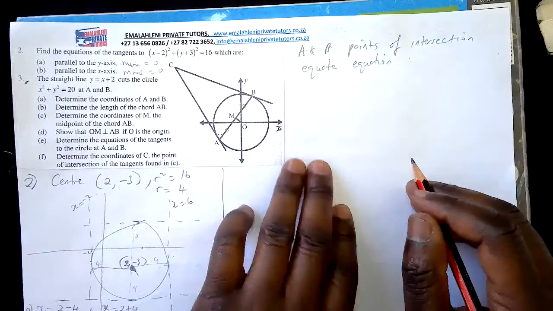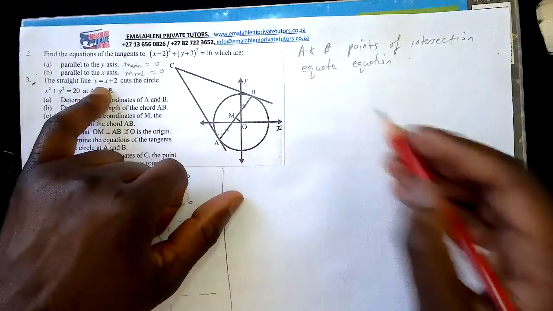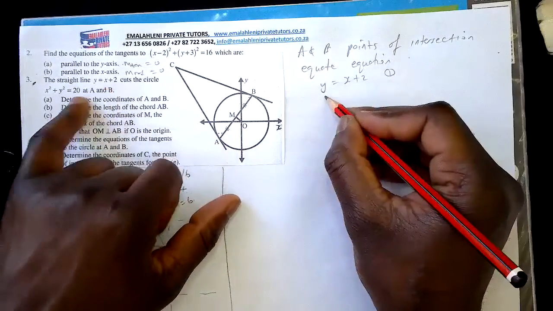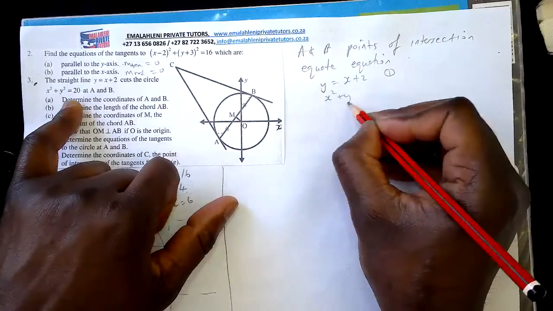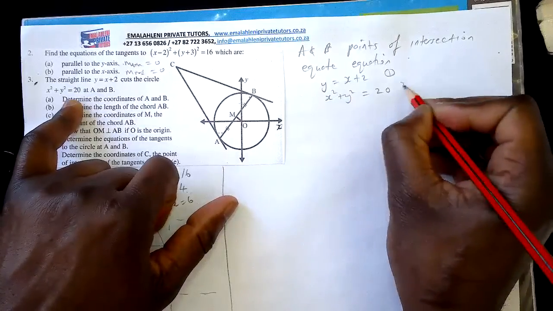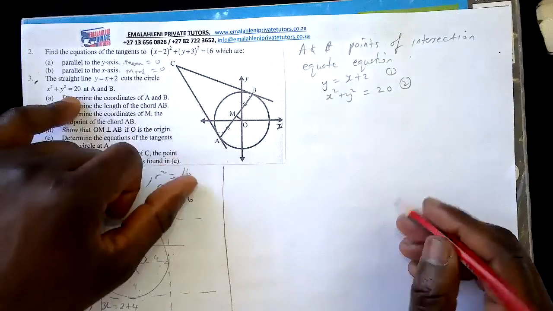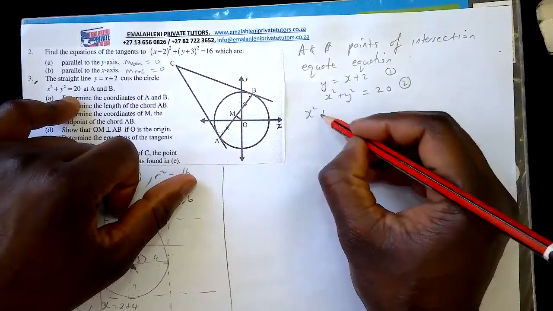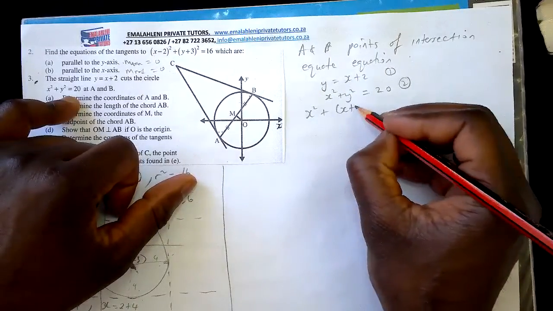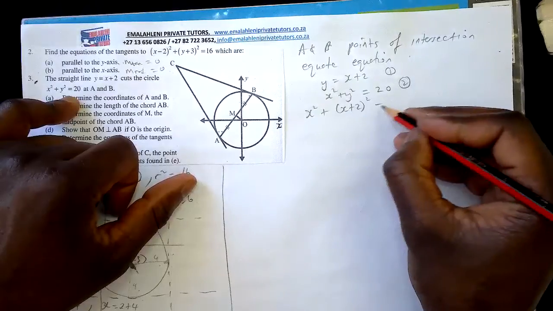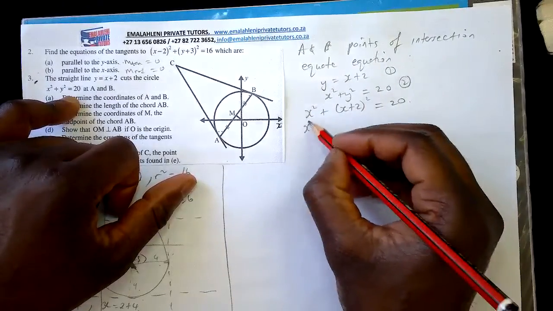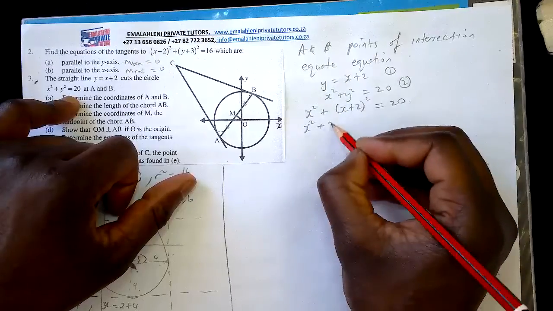That's what we're doing here. So what do we know now? We know that y equals x plus 2, one equation, then x squared plus y squared is going to be equal to 20. That's the second equation. You're solving simultaneously. Then y is equal to x plus 2. We put x plus 2 there. x squared plus (x plus 2) squared is equal to 20. Then we expand that. It's going to be x squared plus x squared.